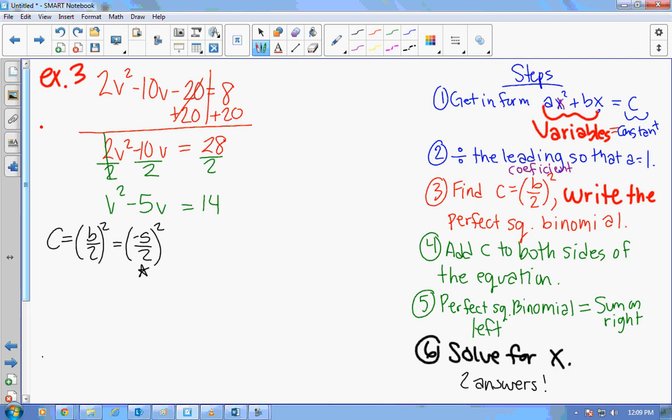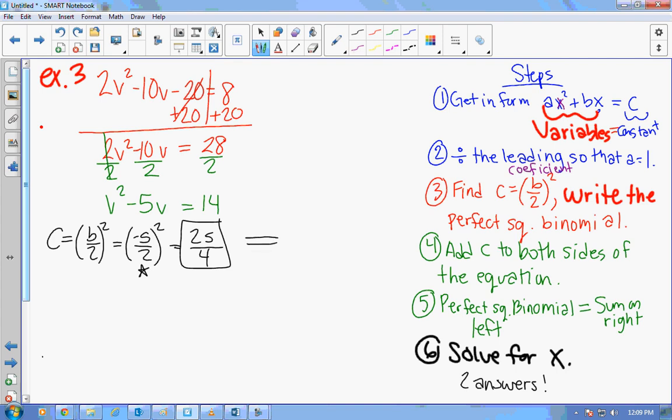Okay? Now if I square it, it just means I square the numerator and I square the denominator. Negative 5 squared is... Nope, negative 5 times negative 5 is... There we go. 25 over 2 times 2 is 4. This is the c, the number of green squares that you're going to be adding in to make it a perfect square.